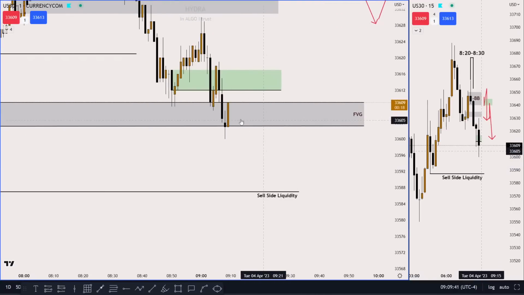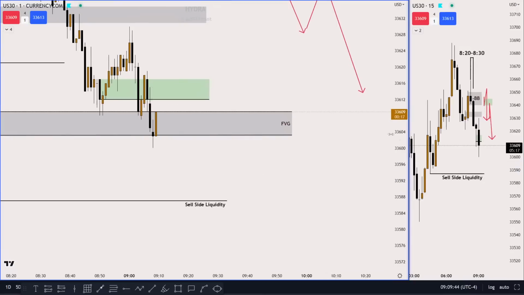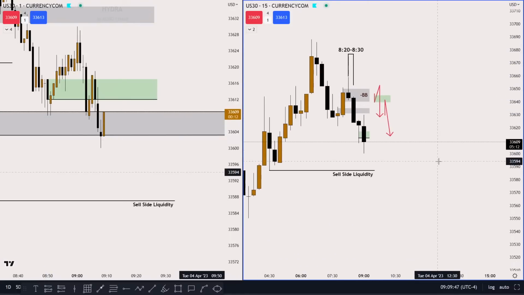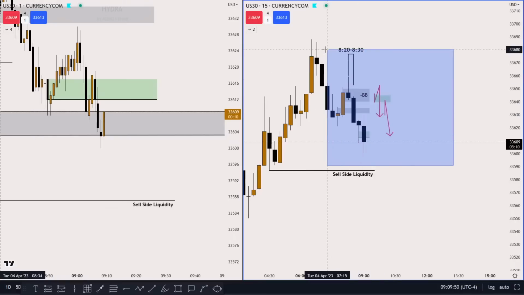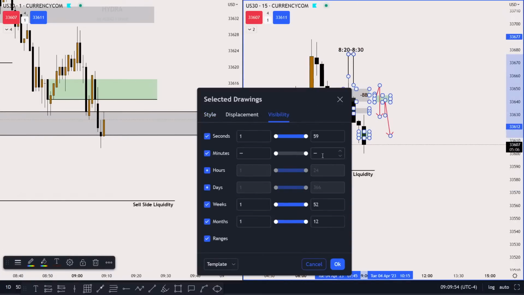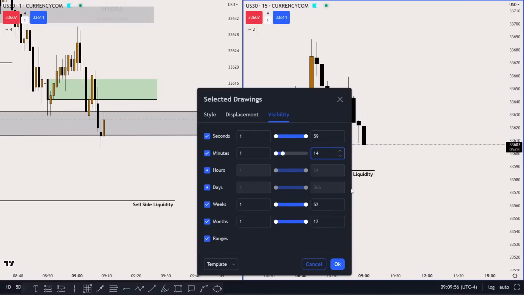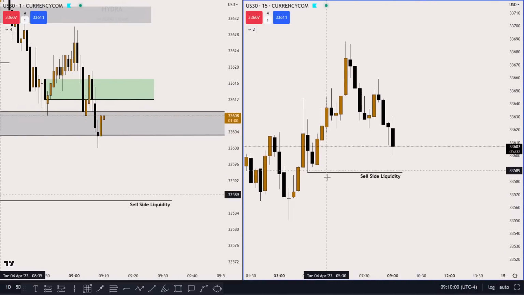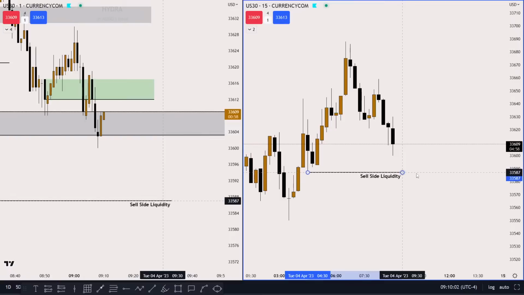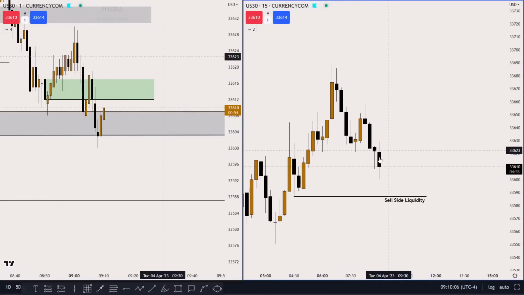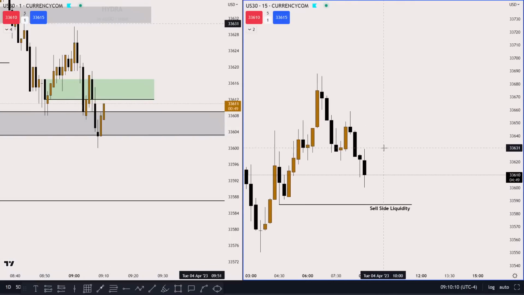Okay, price filled this fair value gap, right? Let's look at the 15-minute chart. I'm just talking and avoiding the higher time frame. Okay, so this makes sense, right? This sell side liquidity makes sense to me because it's on the higher time frame, and on the higher time frame we can see price retracing towards the downside.